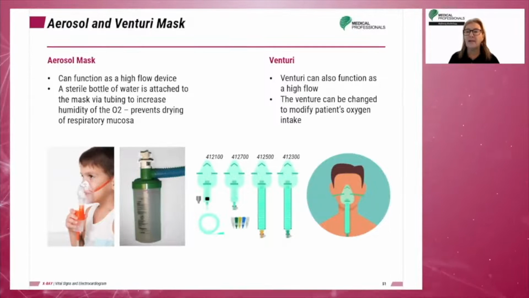The aerosol mask can function as a high-flow device. It can be added on the air entrainment or non-rebreather mask to supply humidity. A sterile bottle of water or distilled water is attached to the mask via tubing to increase humidity of the oxygen entering and helps to prevent drying of respiratory mucosa when high concentrations of oxygen are required. The system can deliver 21 to 100% oxygen concentration.